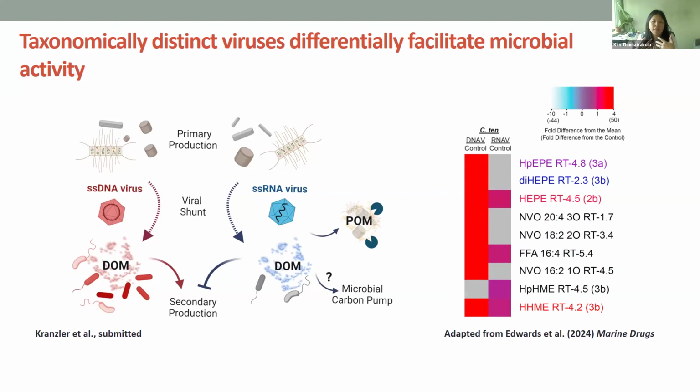So even when we think about just viral infection causing a lytic burst and an increase in DOM, knowing whether that DOM is actually available for secondary production is important for us to be able to include these entities into ecosystem models.